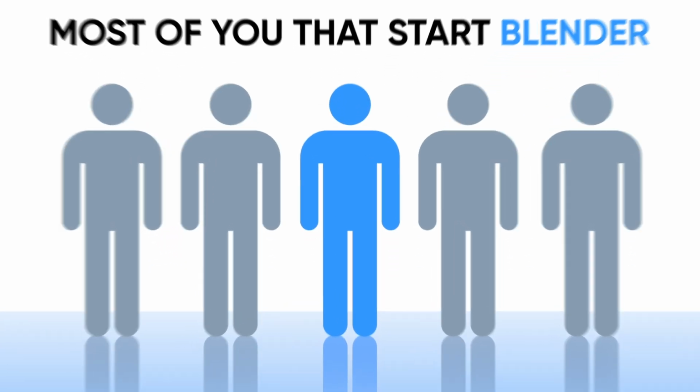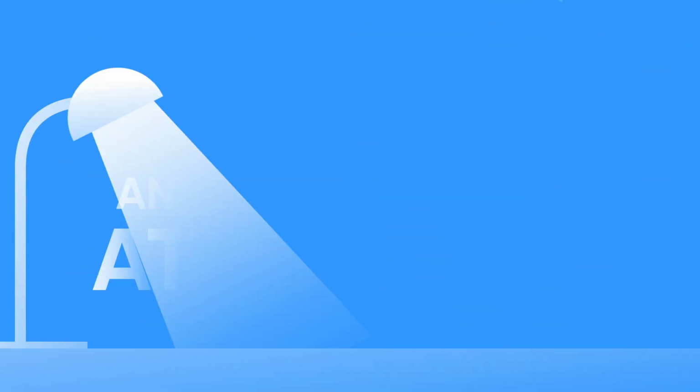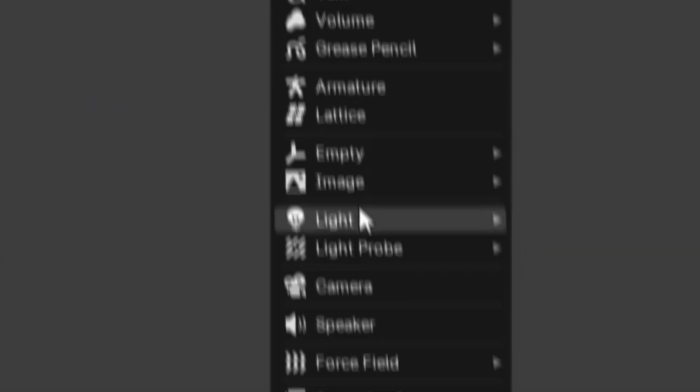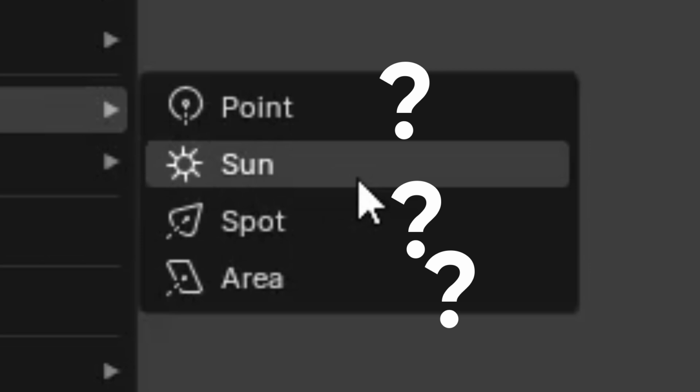So most of you that decide to start out with Blender will probably suck at modeling and suck even more at lighting. It seems like a really simple thing that just sort of does the work by itself. Like, you know, you go to the light tab and you click sun because it's the only word there that you know the meaning of, and wow, your scene is done.